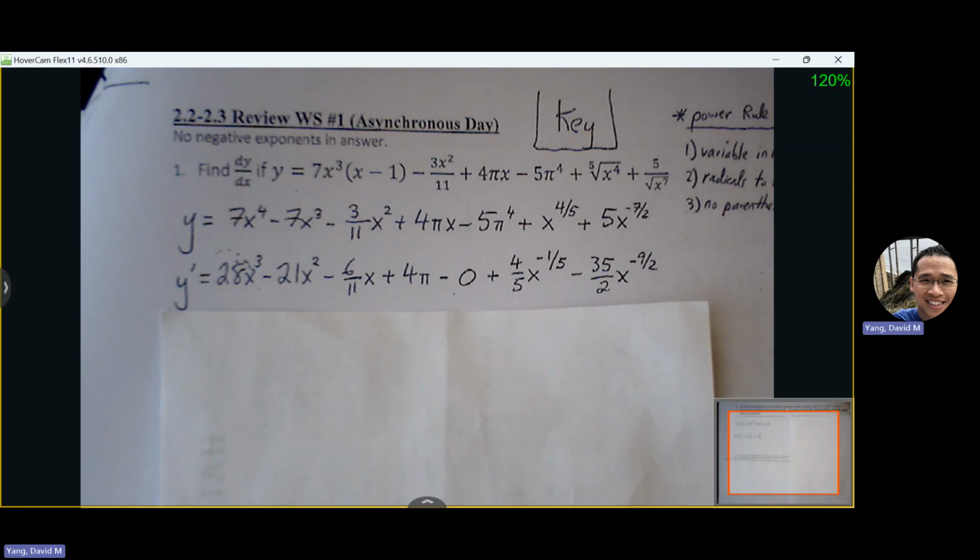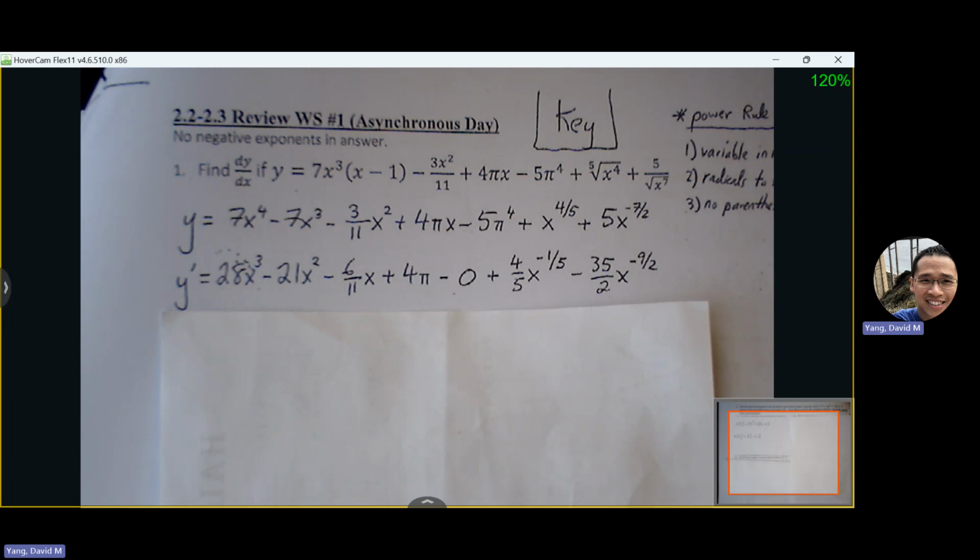Okay, next line, we find the derivative now, 28x cubed minus 21x squared. Bring down the 2, we get 6/11x plus 4 pi. This is really just a number, right? This is like 8x. 8x becomes 8, so 4 pi x becomes 4 pi. 5 pi to the 4th, that looks like a variable, but that's just a number. So this doesn't become 20 pi cubed, this just becomes 0. So I know pi is a symbol, but it is not a variable, it's just a number. So any constant's derivative is just going to go to 0.